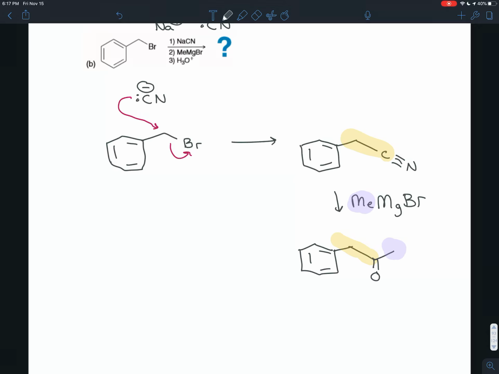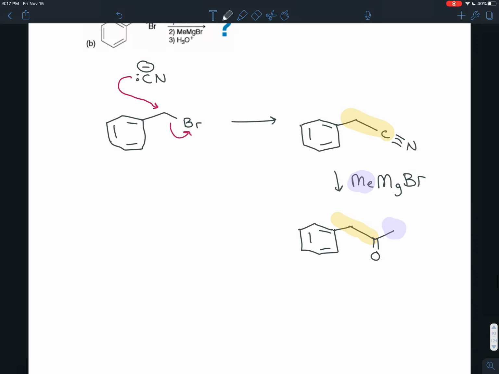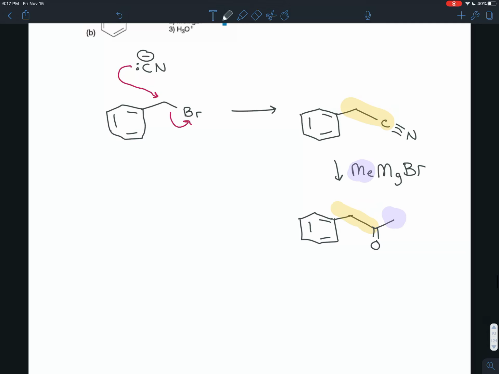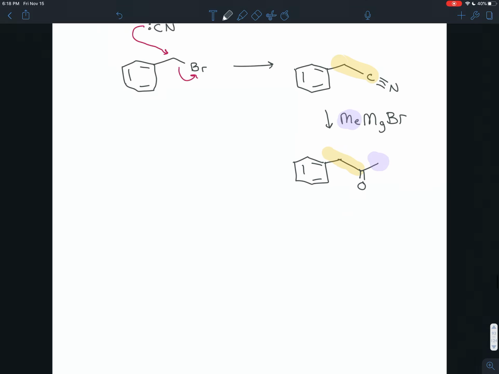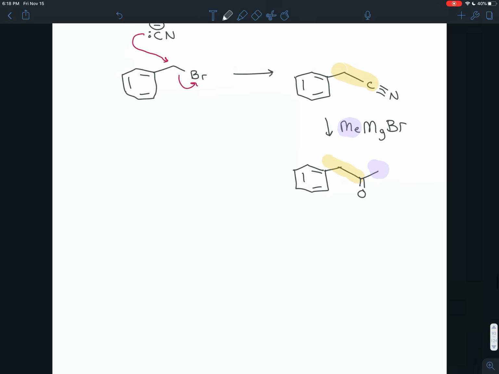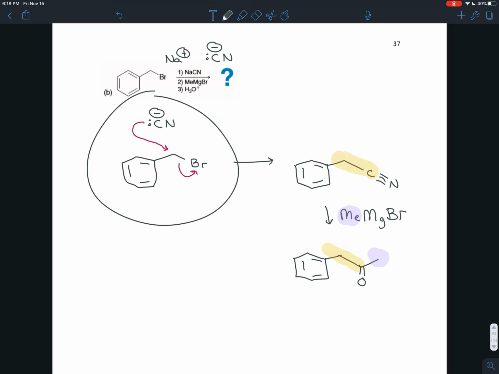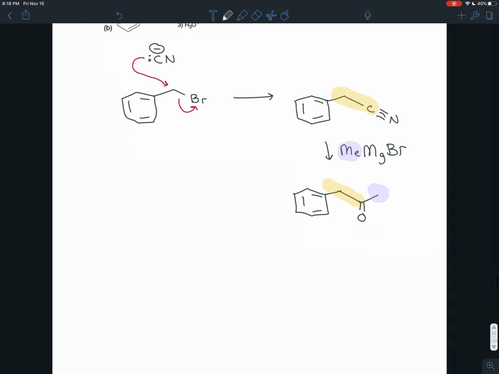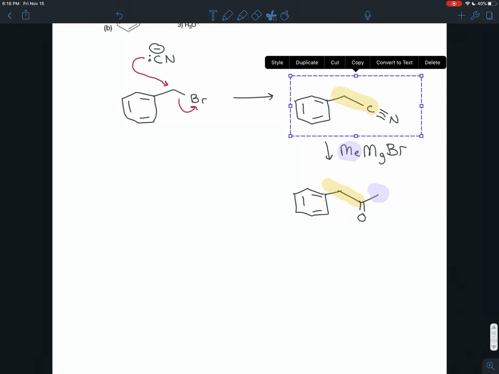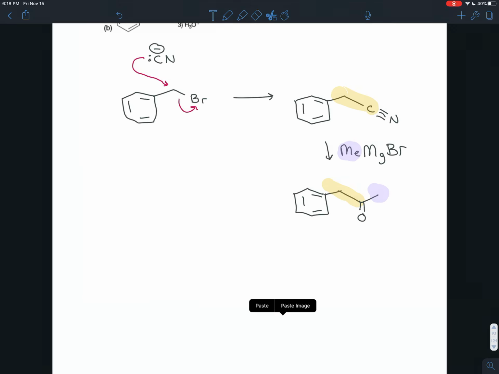So in this one, I want to walk through the mechanism for how that ketone gets formed, because it may not seem so intuitive. So what we have here, we've already gone through the mechanism for the first part, this SN2 reaction. So let's focus on this nitrile that we have and how that would react with the Grignard.